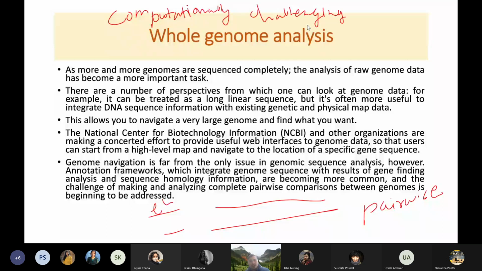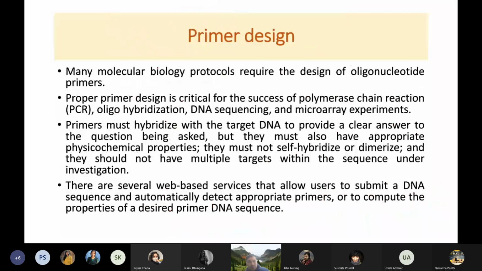So we'll continue, and you can even do primer designing. With primer designing, you can ask what the physiochemical properties of that primer are. Will they self hybridize or dimerize or not? They should not have multiple targets within the sequence under investigation. All these kinds of things we need to consider during primer designing, and you can do that with the help of bioinformatics. So what will be its annealing temperature, all those things you can do with the help of primer designing.